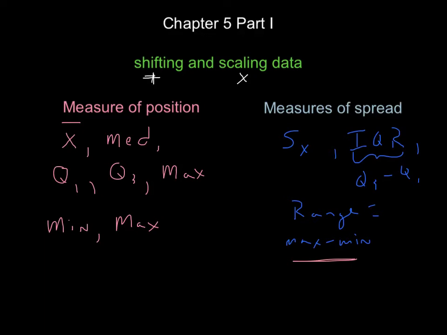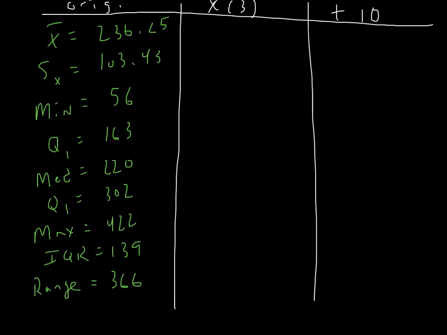Okay, now let's go to work. What I have listed here is what I consider to be the original values of all the data. $236.25 was my mean, so on and so forth. There's all the values. Now, what if we were to take all of the original list and multiply it by 3? What would happen?